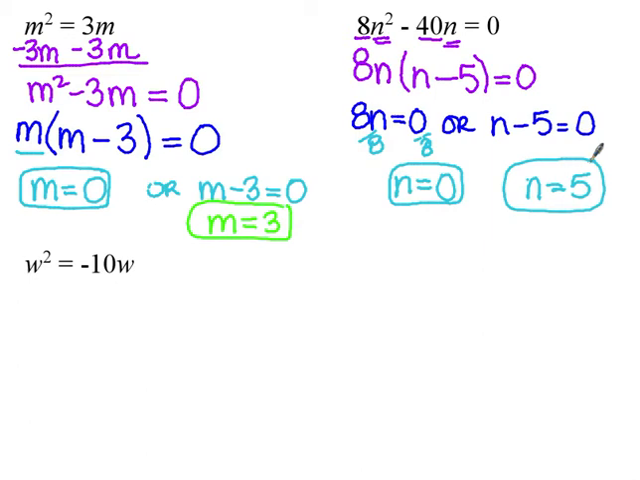Okay. I want you to go ahead and do the bottom left for me. W squared equals negative 10w.